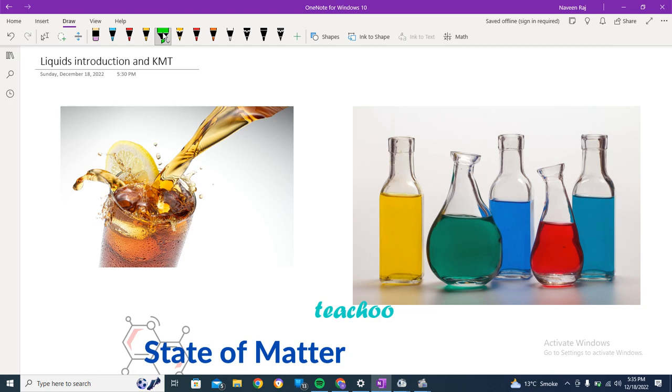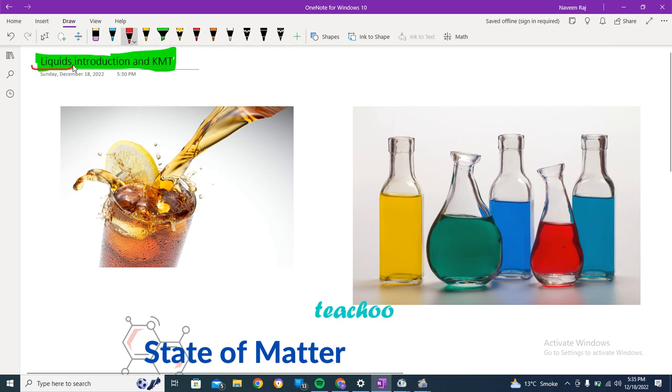In this we will look into all the concepts related to liquids, and this is part 1, the overview video of liquids: what liquids are and what the KMT, or kinetic molecular theory, points about liquids are. So let's get into it. So, liquids introduction and KMT. Today our topic is this, right? Liquids introduction and KMT.